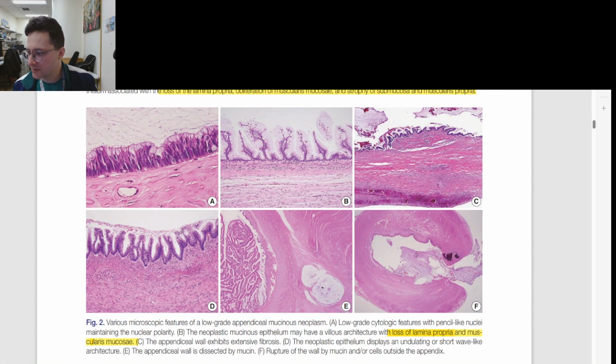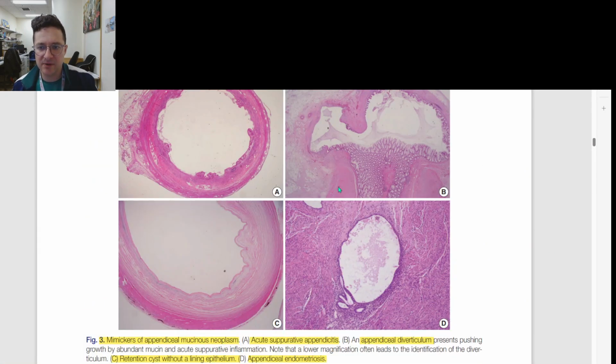If we go back, this paper talks about some other stuff: the differentials to keep in mind, the mimickers. These are acute suppurative appendicitis and appendiceal diverticulum, which is a cool one. You can also have a retention cyst, which is just a cyst with no lining epithelium, and of course endometriosis. This is a high-yield one. I've seen endometriosis in an appendix before. Very cool to see it.